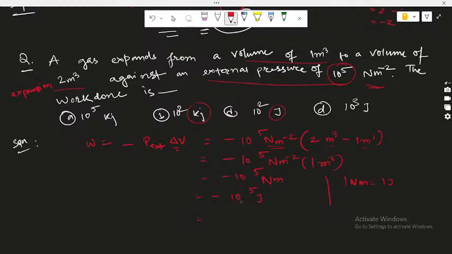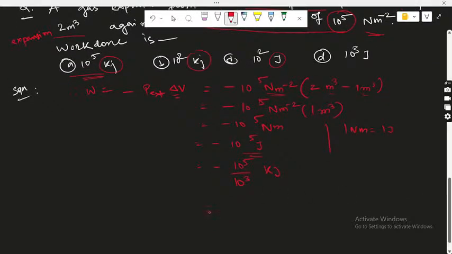But see, no option is getting matched. Is any option matching? No, the options are in kilojoule, so obviously you have to convert this value into kilojoule. For that I am going to divide 10 to the power 5 by 1000, then the value will be in kilojoule. Observe very carefully what I am doing. So the value will be 10 to the power 2 kilojoule. Which one? Option B. Option B is our answer. So this is how you solve.